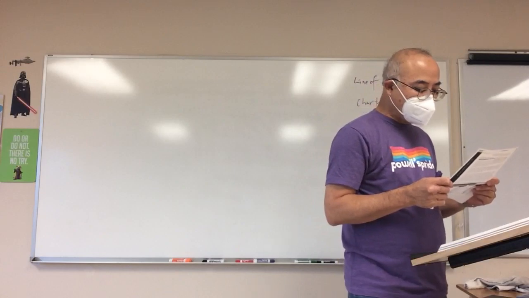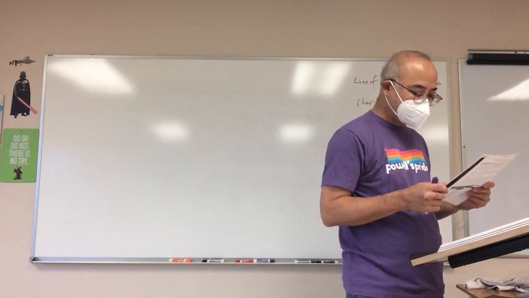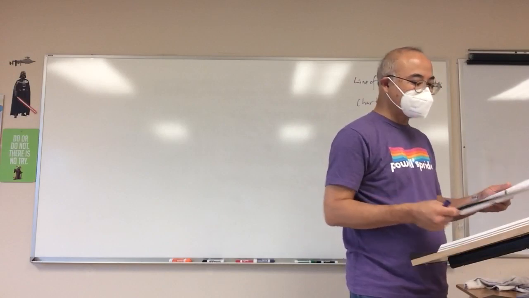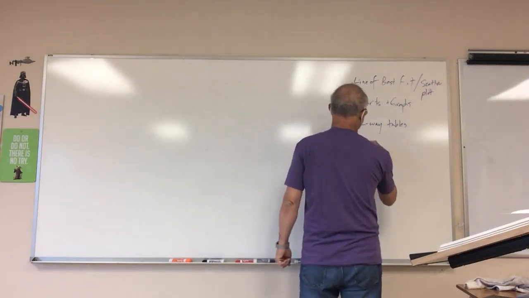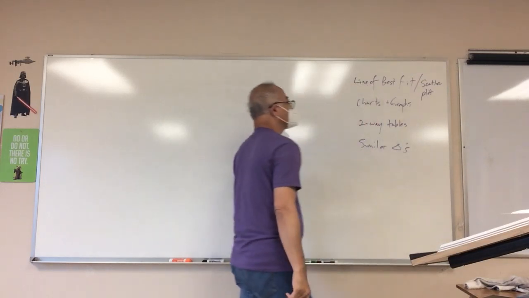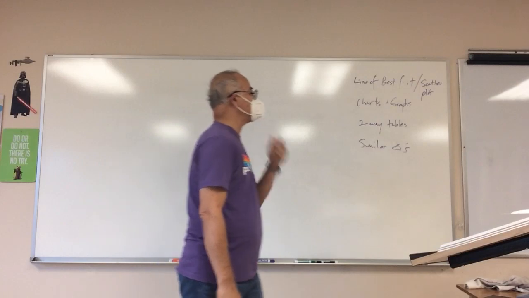Geometry, angles, circle, arcs, chords, radii, similar triangles. Now let's talk about similar triangles. We haven't done similar triangles, so we'll do a little bit of that. Okay. So let's first talk about line of best fit and scatter plot.